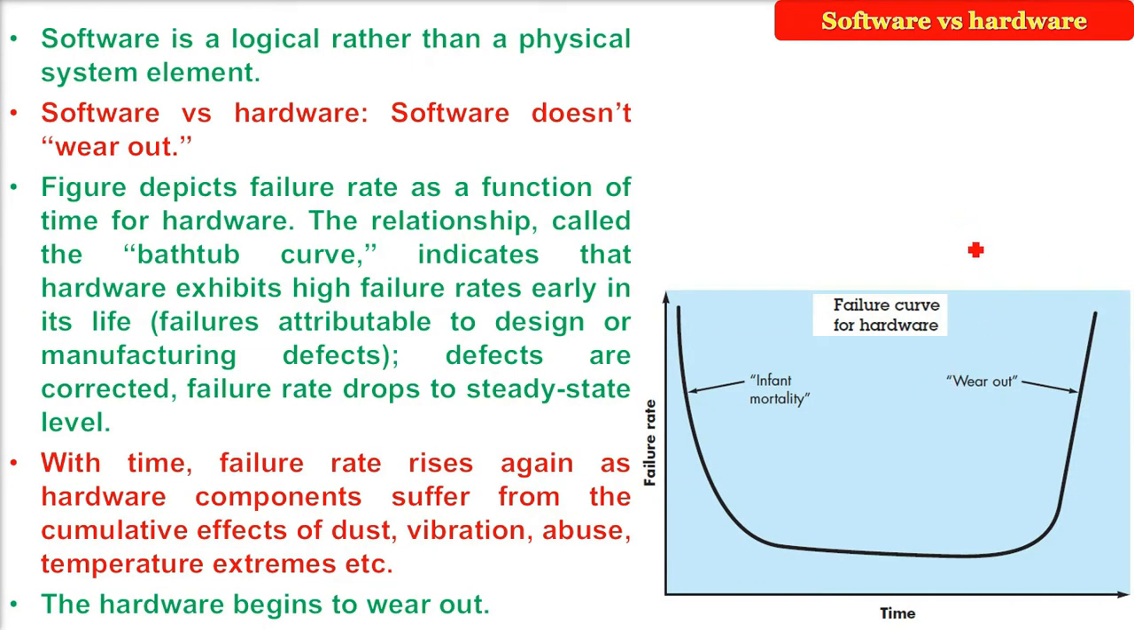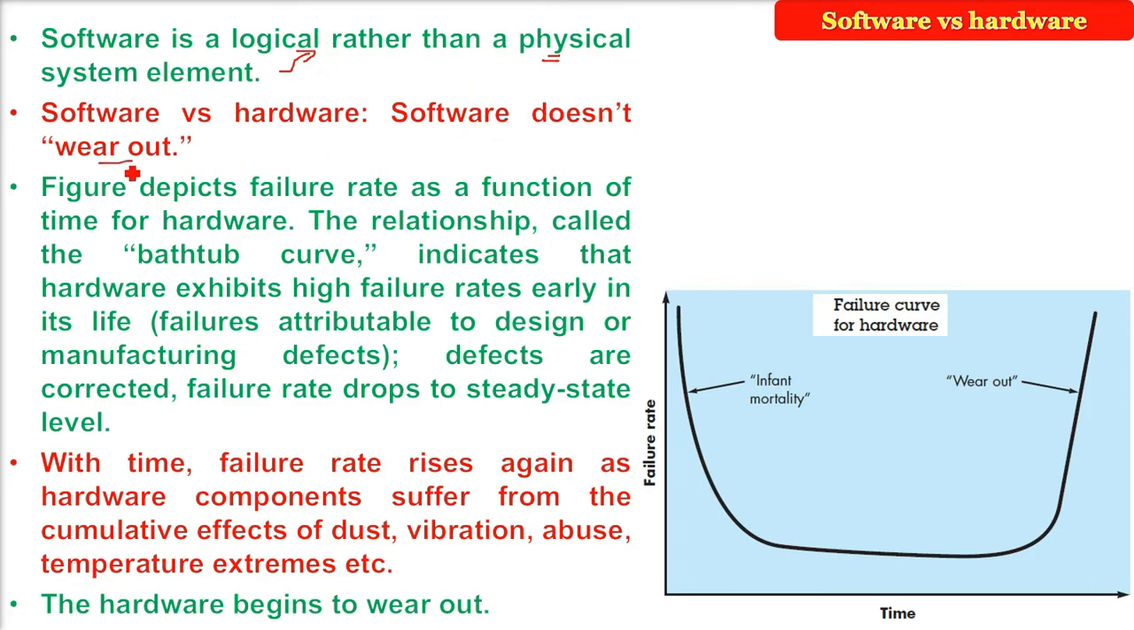Now, the most important thing is, what is the difference between software and hardware in terms of how they behave? In a computer, you can touch certain things like your keyboard, like your mouse. These are hardware. But there are certain applications you are working on, say Word or VLC player. These are software. The software you cannot touch. One is tangible, one is intangible. Software is a logical rather than physical system element. That is, you can experience it, you can feel it, but you cannot touch it.